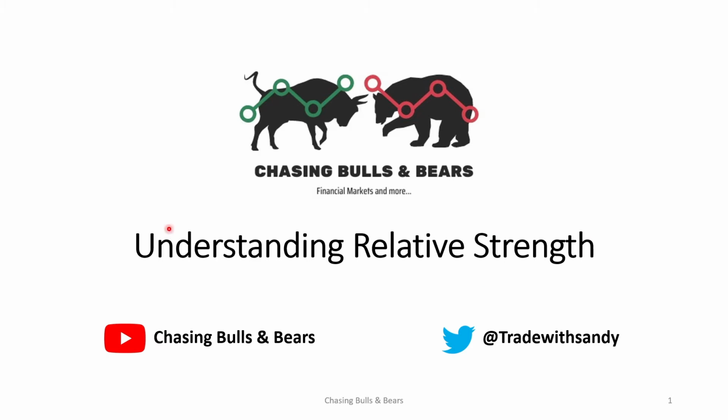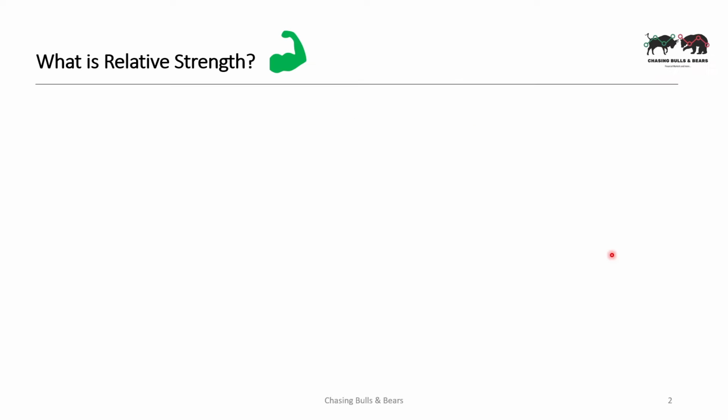Today in this video we are going to understand the concept of relative strength and how to read the relative strength on the chart. So let's first understand the definition of relative strength. As the name suggests, relative, it's a comparison of strength between any two stocks. So let's say you can compare the relative strength of Tata Motors in comparison with ITC, how Tata Motors is moving in comparison to ITC.